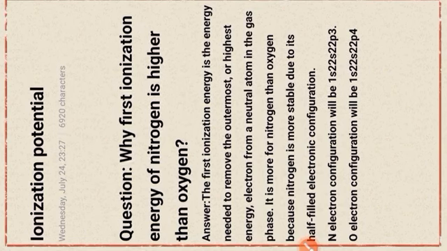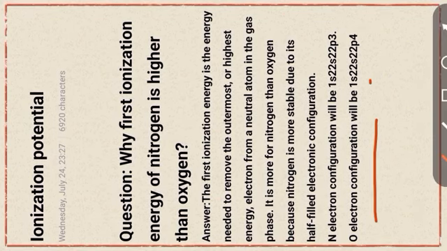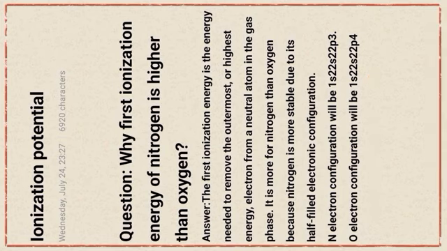But the oxygen electronic configuration is 1s2 2s2 2p4, that is half filled plus one extra electron. That extra 2p electron is easily removed from the outer shell in oxygen. That is why the first ionization energy of nitrogen is greater than oxygen.